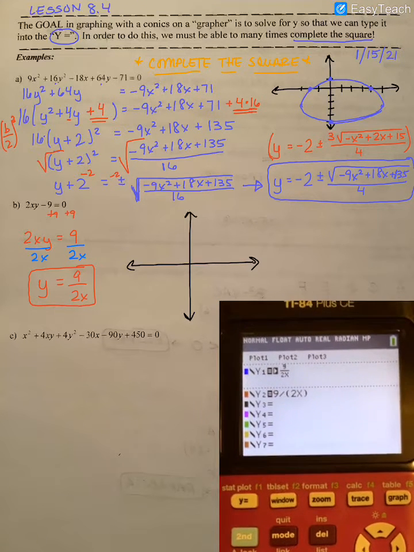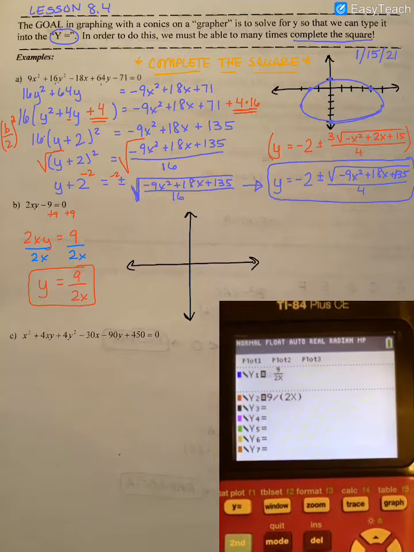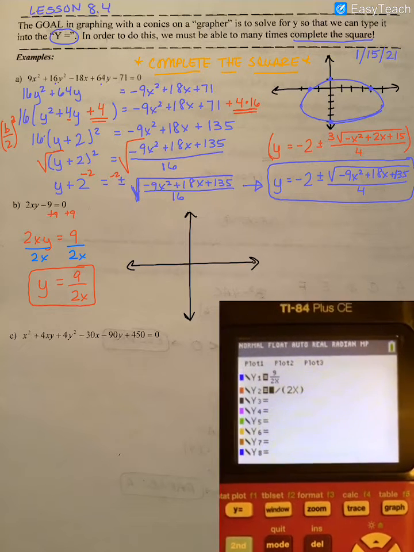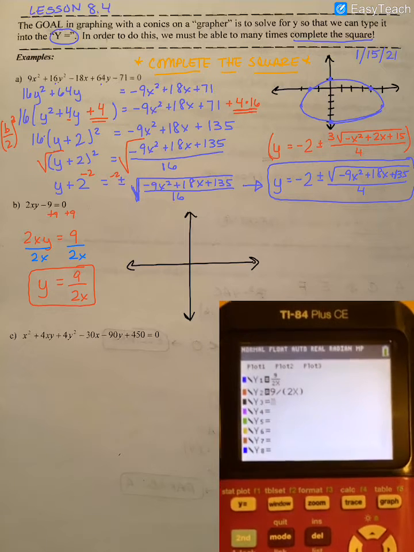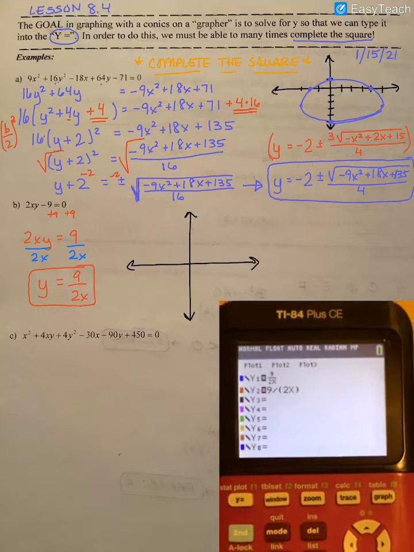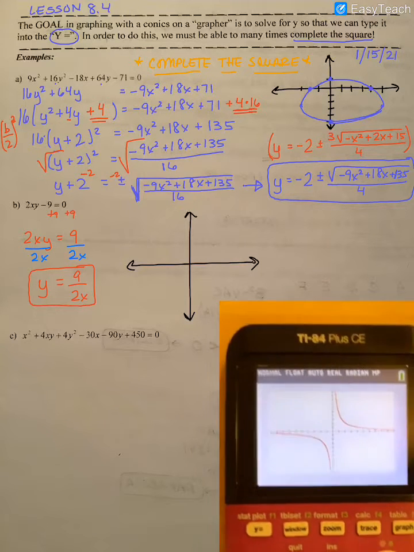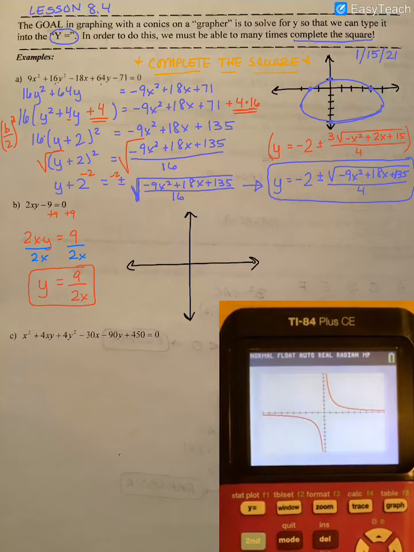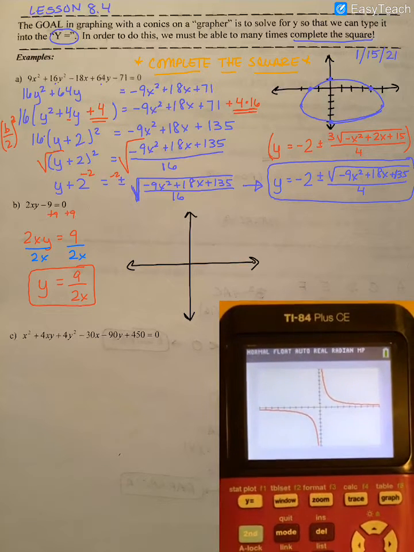Sorry. So here, I have it typed two different ways. I have 9 divided by 2x as a fraction, or if you use the division sign, 9 over 2x. If I hit graph, you will notice it looks like such. And that is definitely a hyperbola.